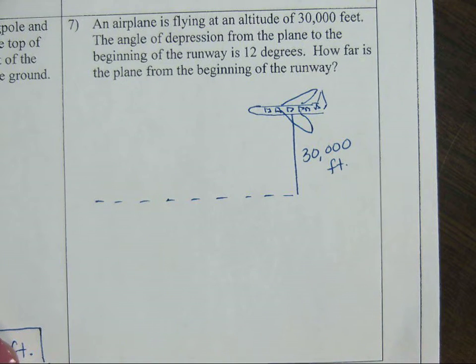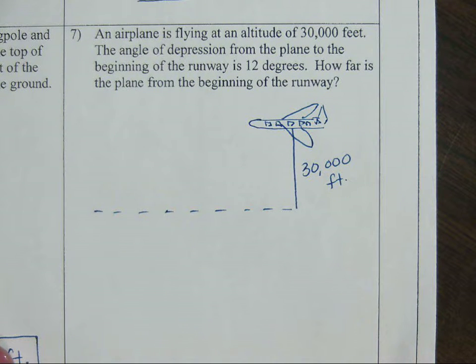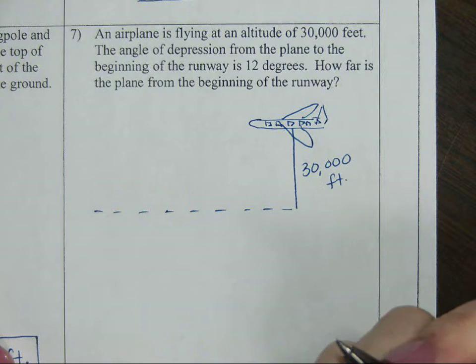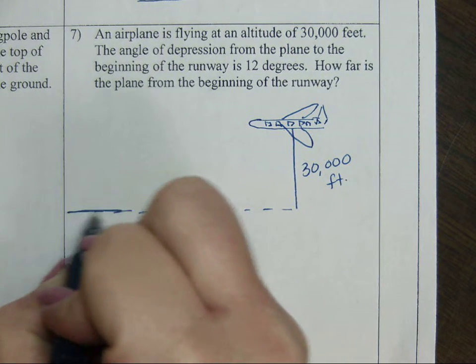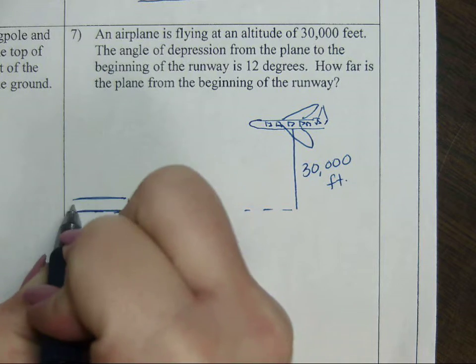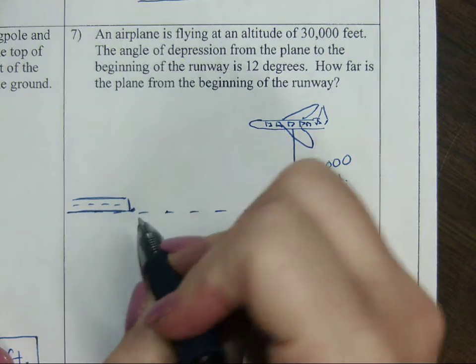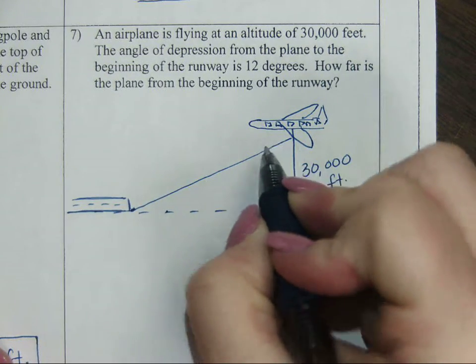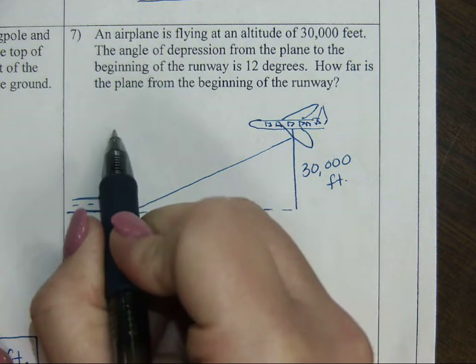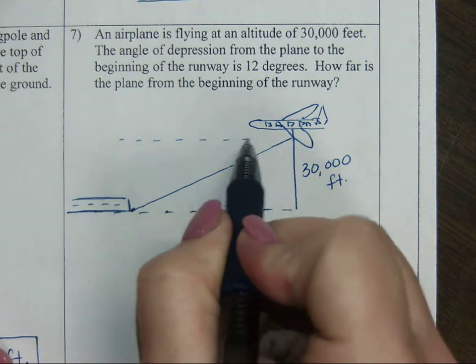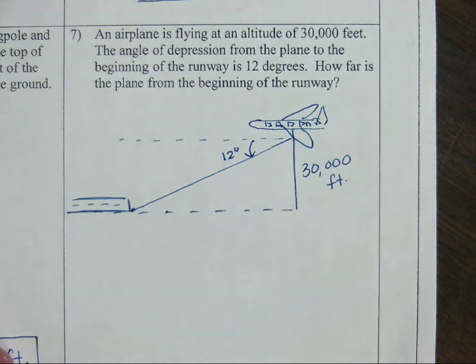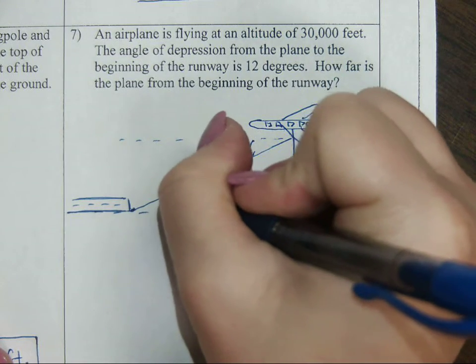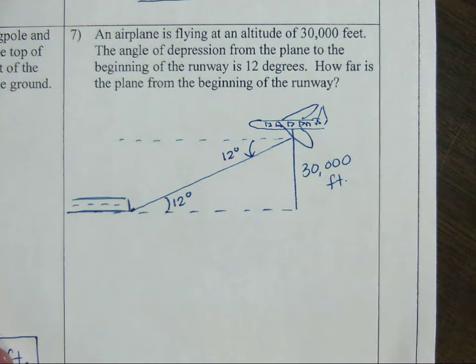And it says the angle of depression from the plane to the beginning of the runway is 12 degrees. So let's say that the runway starts. Let's kind of build where our runway is going to start. Let's put our runway beginning right here. And so when it's talking about the angle of depression, again, that's this horizontal line. And the angle of depression is up here at 12 degrees, which again means that this angle is also 12 degrees. And it says, how far is the plane from the beginning of the runway?